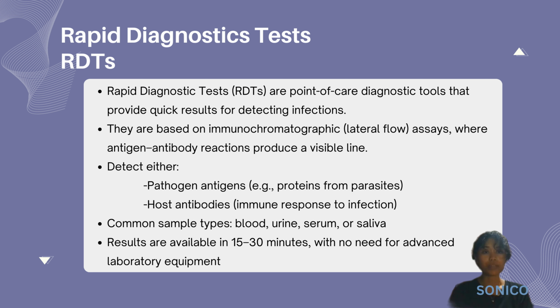In simple terms, when a sample such as blood or urine is applied to the test, it flows along a membrane. If the target antigen or antibody is present, it binds to labeled antibodies and forms a visible line indicating a positive result.